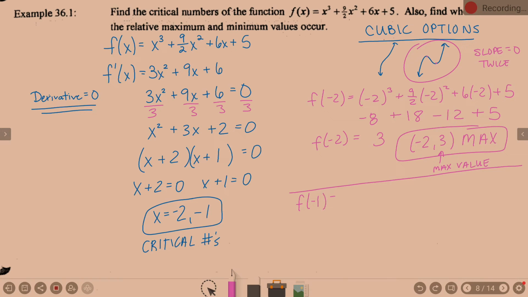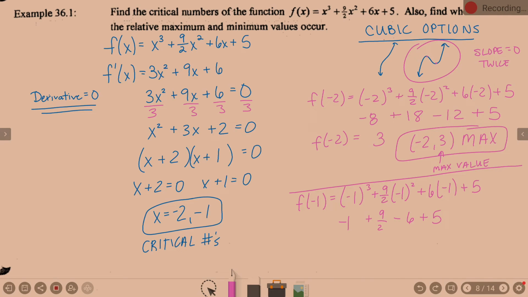So f of negative 1: negative 1 to the third, plus 9 halves times negative 1 squared, plus 6 times negative 1, plus 5. Negative 1 plus 9 halves, minus 6, plus 5. This is one where I personally am going to do the whole numbers first and come back and get the fraction in a moment. That's me, if I'm doing this mentally.